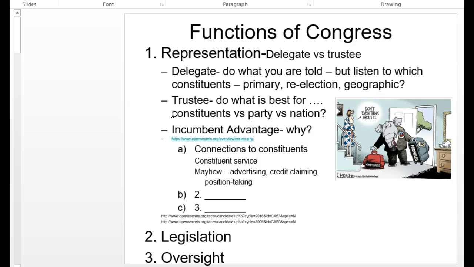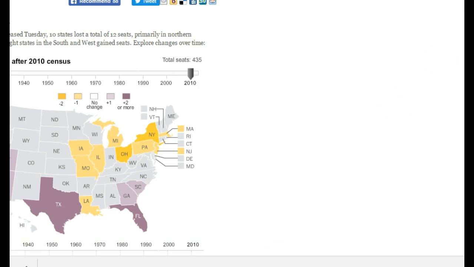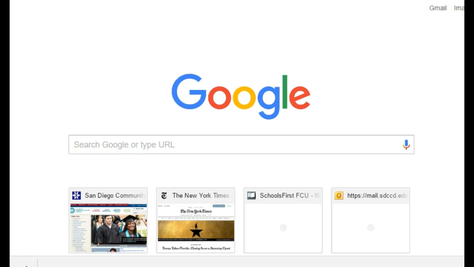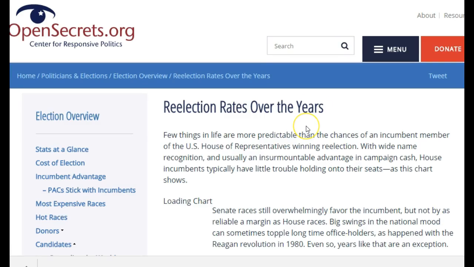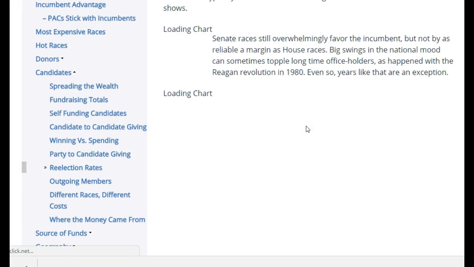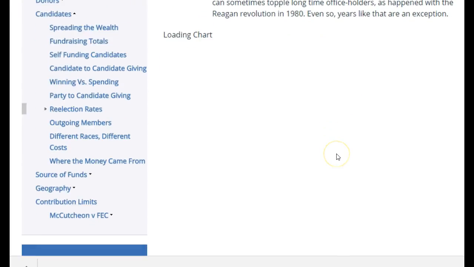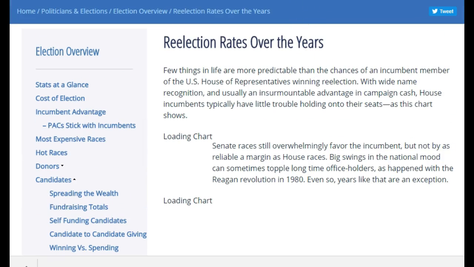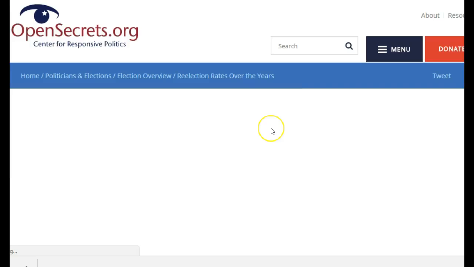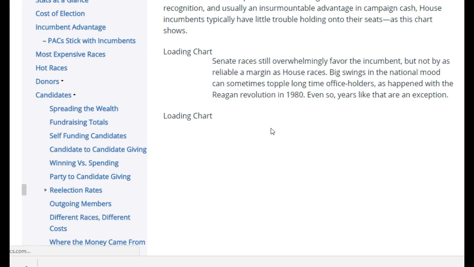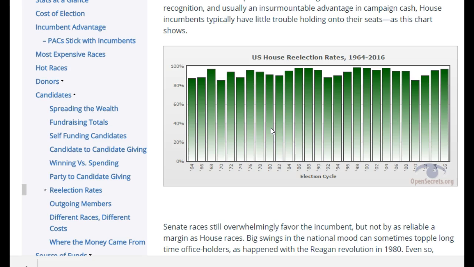Now, given this representation function, we clearly see that members of Congress have what's called an incumbent advantage. People who are currently in office have a pretty easy time getting reelected. We call this the incumbent advantage. There is a chart in your textbook that represents this data, but here's another one. And we see that House members get reelected at a rate of about 95%, and senators have a lower reelection rate, but still extremely high. So there it is right there.